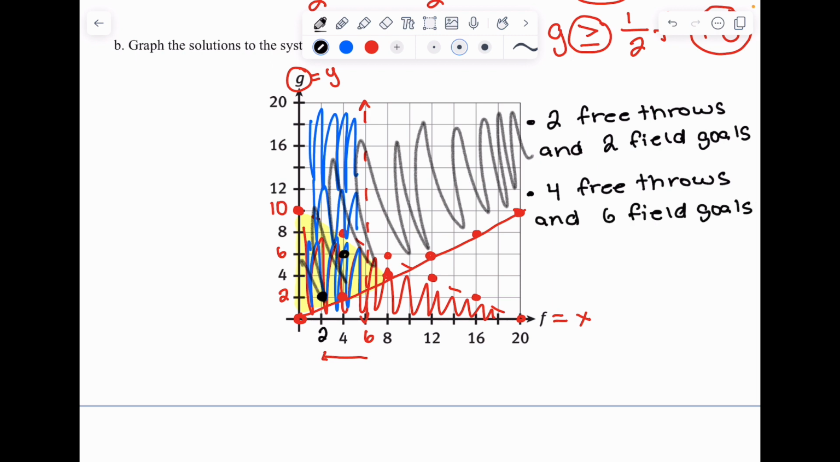Remember, we can also pick points that are on solid boundary lines. So for instance, he could have made 4 free throws and 2 field goals. But hopefully you get the idea that as long as we pick a point in the region where all the shades overlap, we find solutions that satisfy the system of inequalities. And if we have 3 inequalities, we have to look for the points where all 3 shadings overlap.